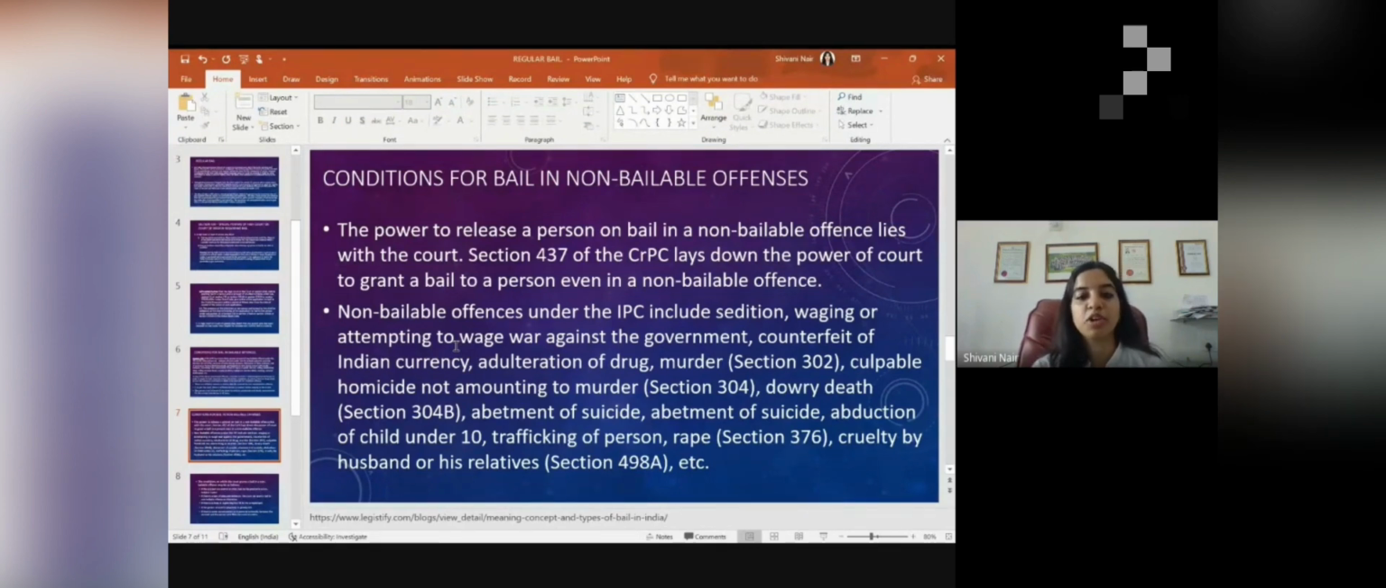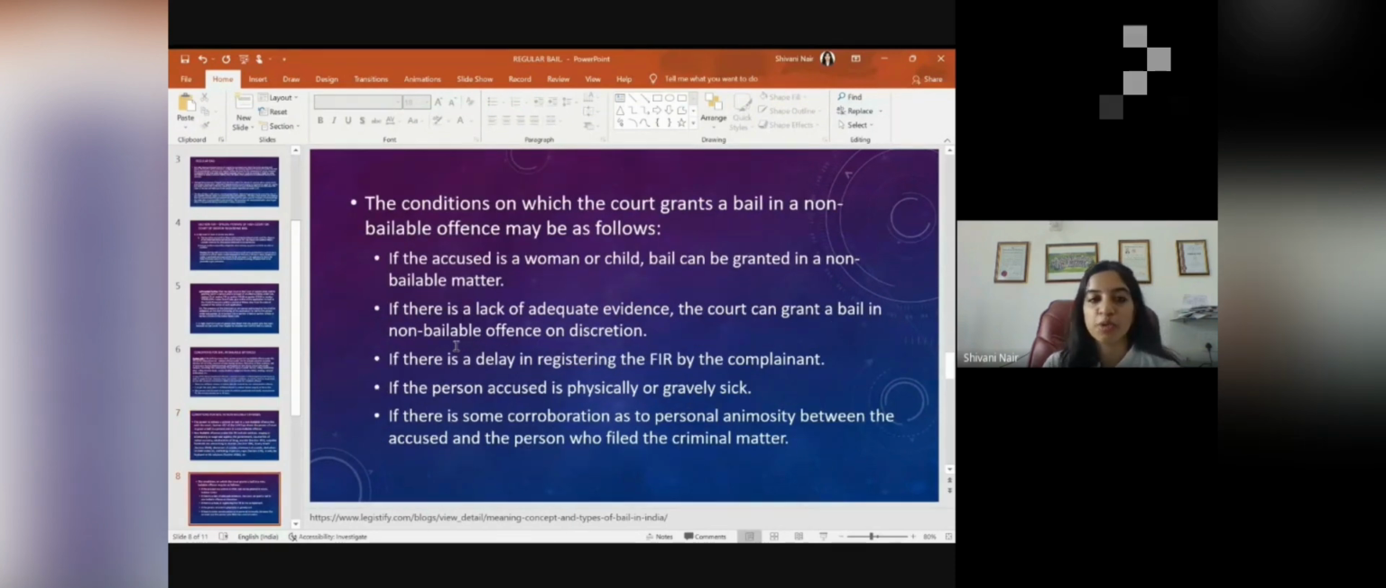Non-bailable offence. What are some examples of non-bailable offenses? Such as sedition, waging or attempting to wage war against the government, counterfeiting of Indian currency, adulteration of drugs, murder, culpable homicide not amounting to murder, dowry death, abetment of suicide, abduction, trafficking of a person, cruelty by husband or his relatives, and so on and so forth.